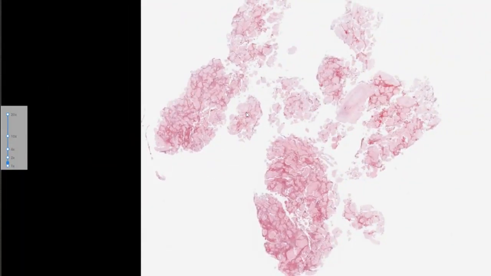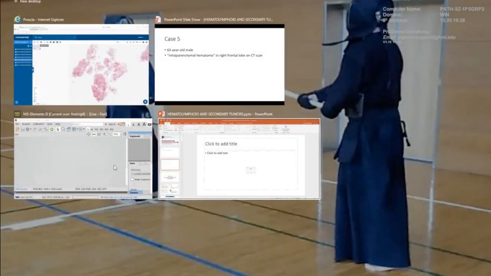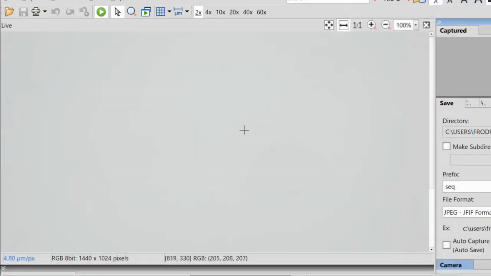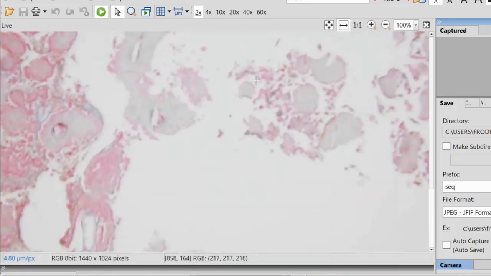Okay, so this is not something that you see in the brain very often, so you probably will start doing a few stains in a case like this. I can tell you that it was Congo red positive, so it is composed of amyloid. Probably, I'm sure that you suspected it just from the H&E.